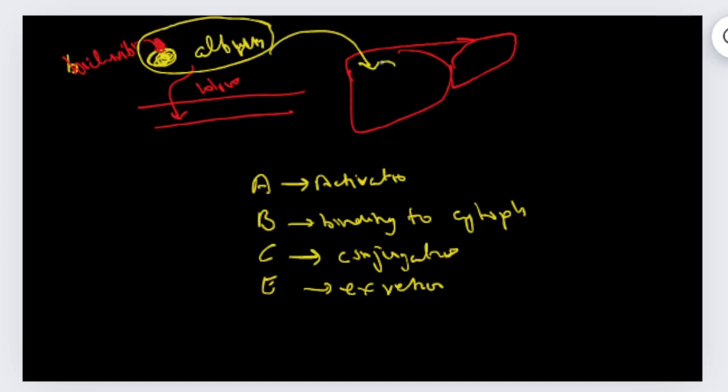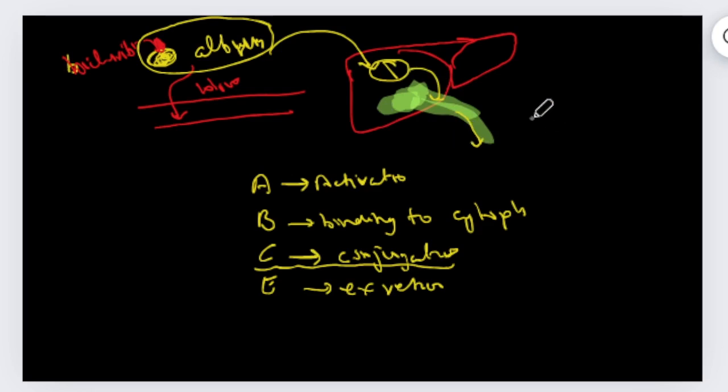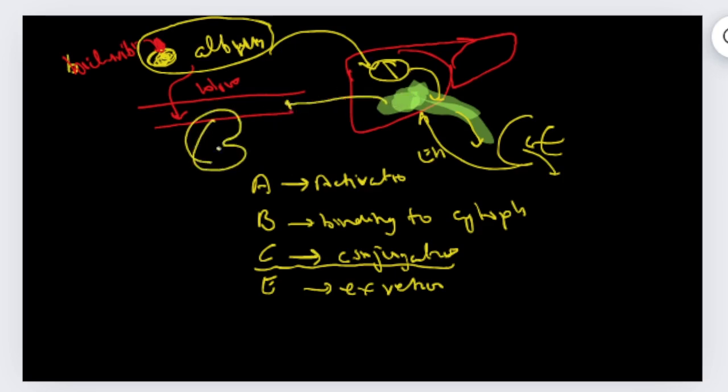After it moves into the hepatocyte, what can it do? It binds to the cytoplasmic protein. After that, the conjugation of bilirubin occurs. Then the bile goes to the gallbladder and the bile duct, and is excreted to the duodenum, then to the feces. Some goes into the enterohepatic circulation, moves through the blood toward the kidney, and is excreted as urine. So this is all about bilirubin.